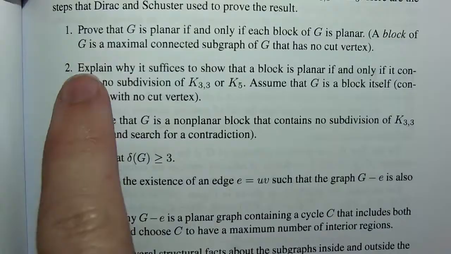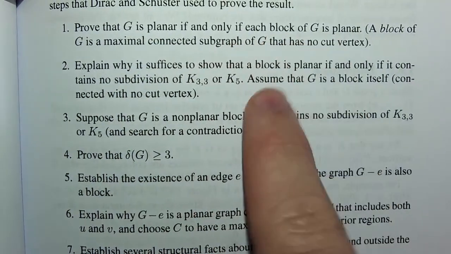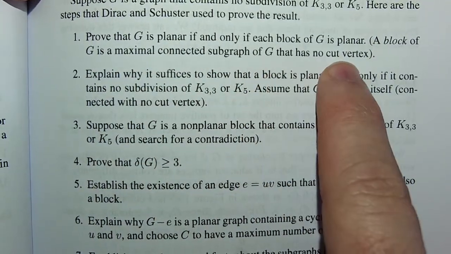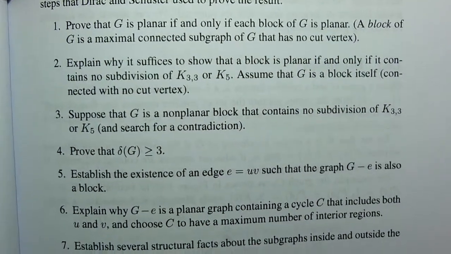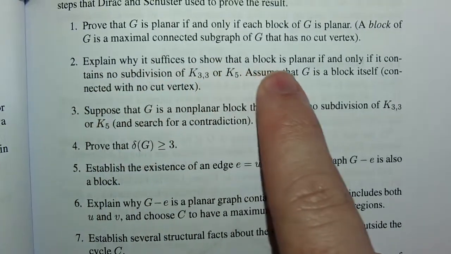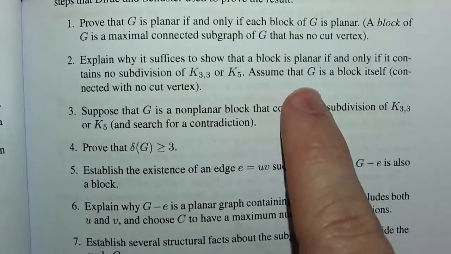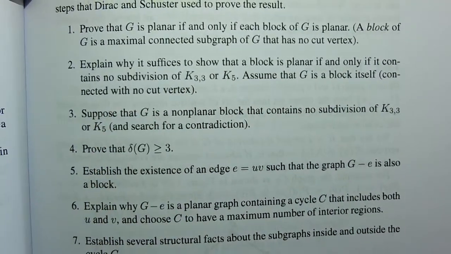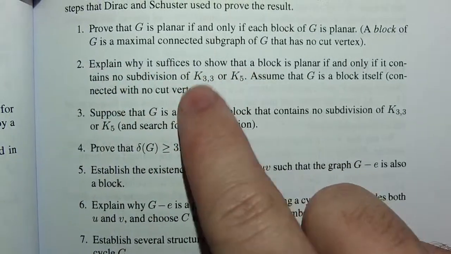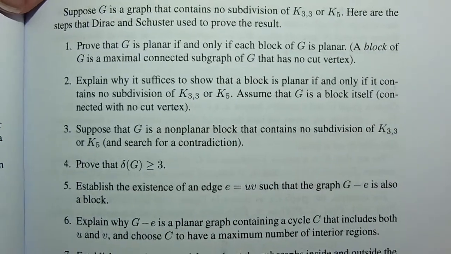But anyway, the first thing, prove that G is planar if and only if each block of G is planar. What is a block of a graph? A block of G is a maximal connected subgraph of G that has no cut vertex. So that's what a block of a graph is. Second, explain why it suffices to show that a block is planar if and only if it contains no subdivision of K3,3 or K5. Assume that G is a block itself, that is connected with no cut vertex. Okay, so once you say it suffices to show that a block is planar, assume that G is a block itself, and we're going to show that it's planar and be done.